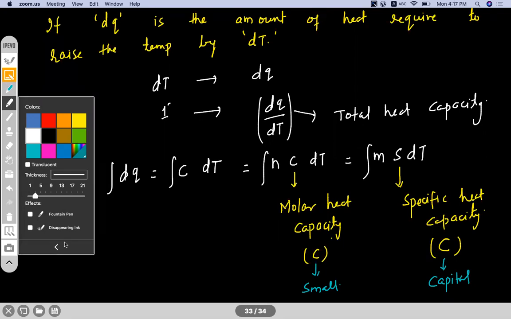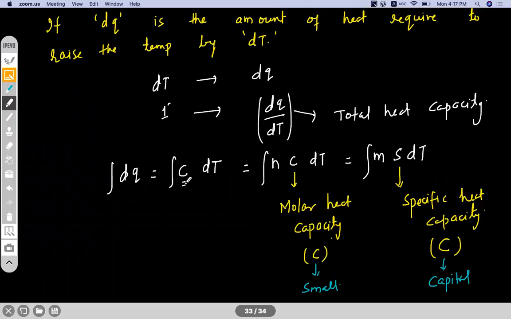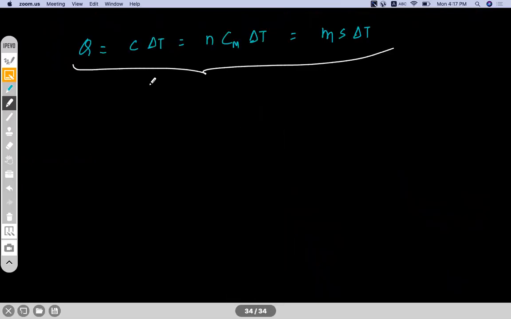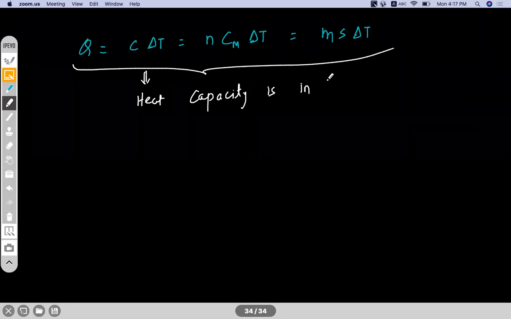We are integrating all these expressions and we are taking this heat capacity outside the integral sign. And this we can do only when it is independent of temperature. So when you write this expression here, it means that heat capacity, whether it is molar or specific heat capacity, is independent of temperature.